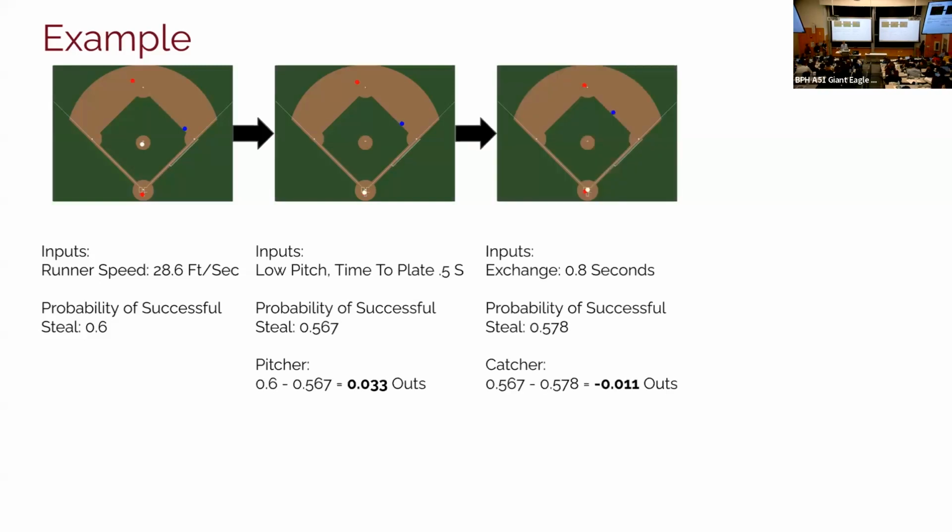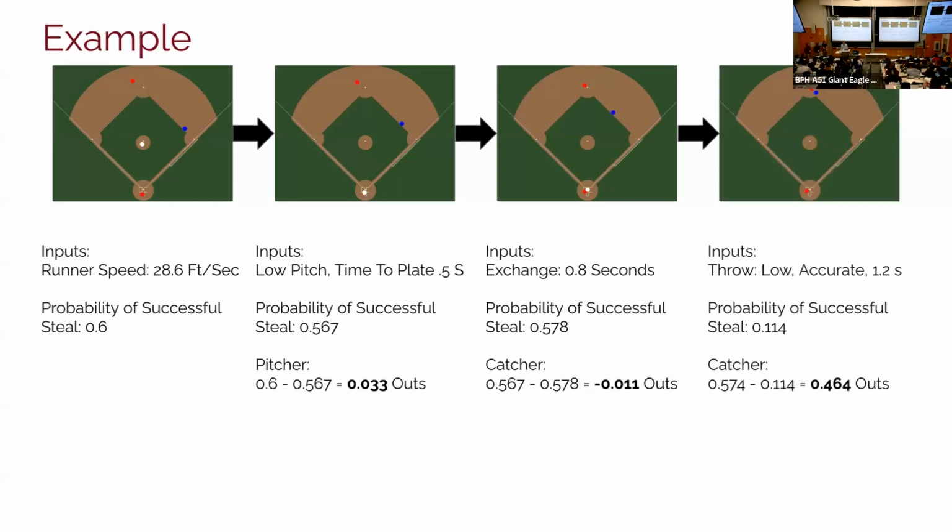And then we get to the next stage, which is the catcher exchange. We include the new exchange time in the model, which actually increases the probability of a successful stolen base, and we can ding the catcher for that. So for his exchange, his transition, his pop time on this, he gets a minus for the outs. And then the last stage is the throw. The catcher makes a very accurate throw. The probability of a successful stolen base goes all the way down to 10%, and the catcher gets credited for almost half an out on the play.